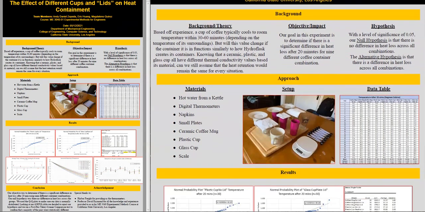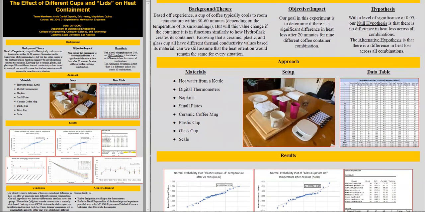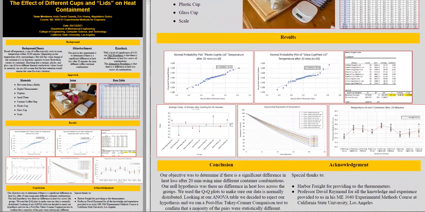Now, in the middle of our poster board, we have the materials used for this experiment and its setup. What we did was simulate hot coffee with boiling water at 100 degrees Celsius. We then poured 8 ounces of water into each container and placed their respective lids on top. After 20 minutes, we recorded the temperature onto the data table on the right. And after 30 measurements per group, we then proceeded to our data analysis. I'll now pass it over to my group mate to talk about a few of those results.